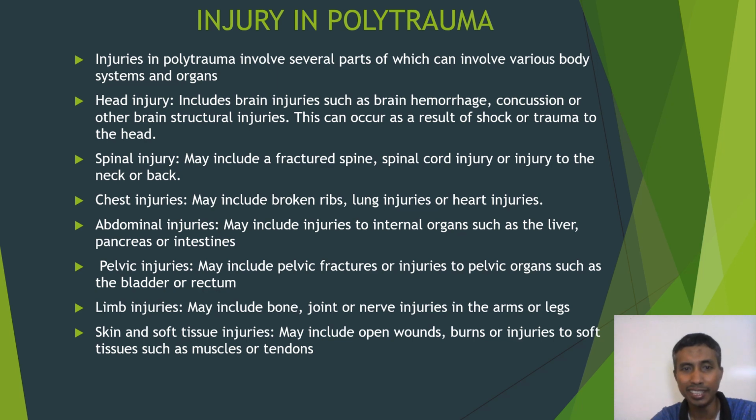Abdominal injuries may include injuries to internal organs such as the liver, pancreas or intestine. Pelvic injury may include pelvic fractures or injuries to pelvic organs such as the bladder or rectum. Limb injuries may include bone, joint or nerve injuries in the arms or legs. Skin and soft tissue injury may include open wounds, burns or injuries to soft tissue such as muscle or tendons.